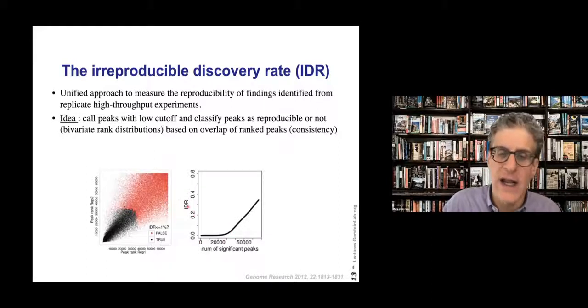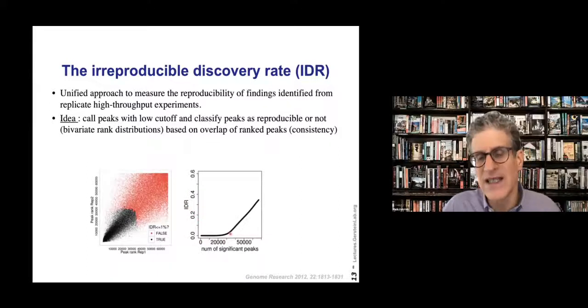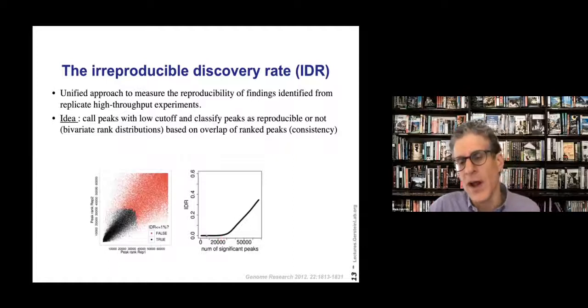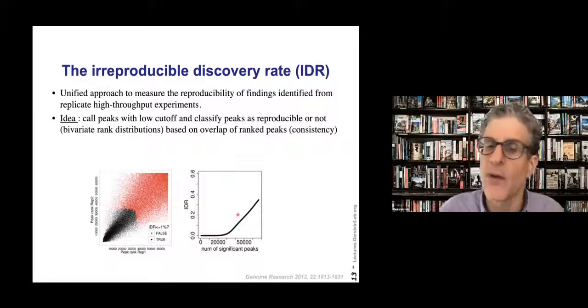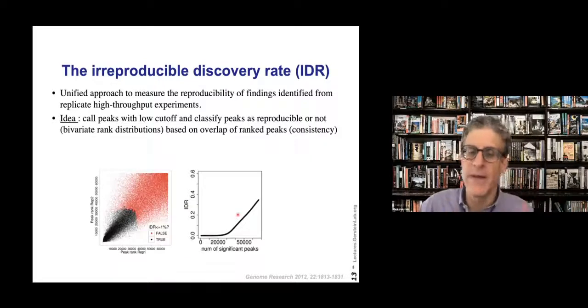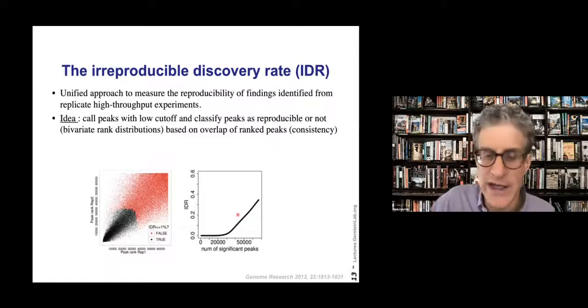And that creates this IDR graph. And you can see at some point when you move from real signal to noise, if it was noise, you would only expect a small fraction of agreement. You would maybe see a jump in this IDR. And that's the idea behind it.